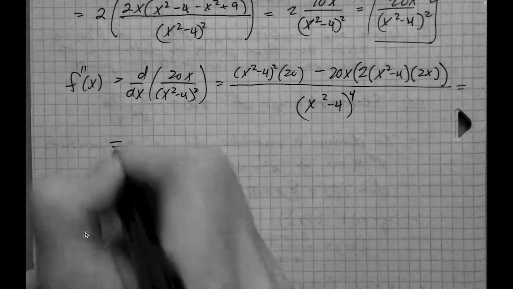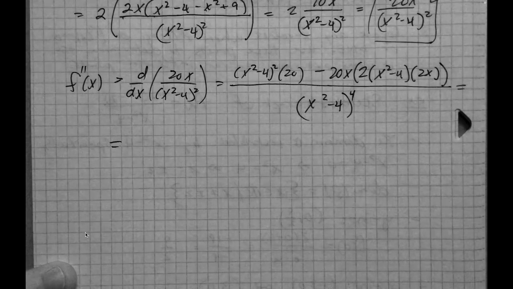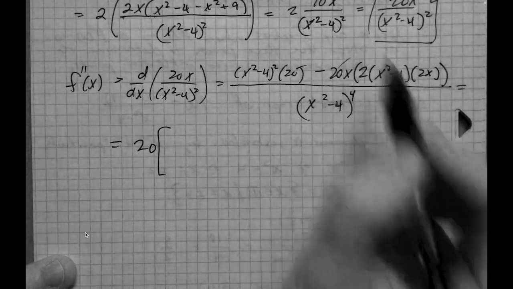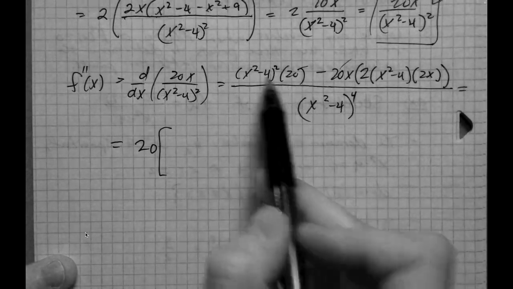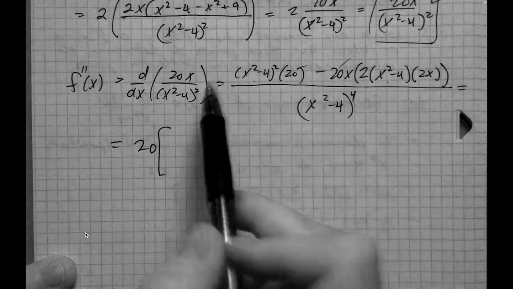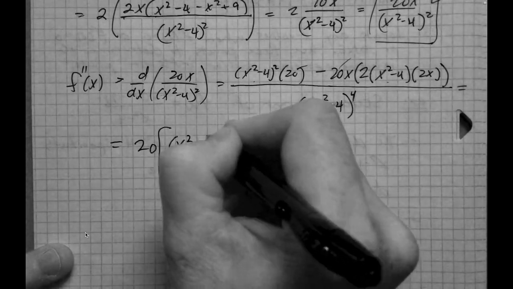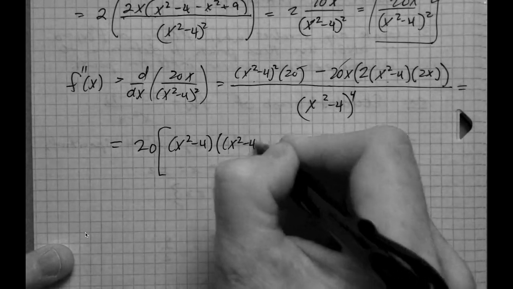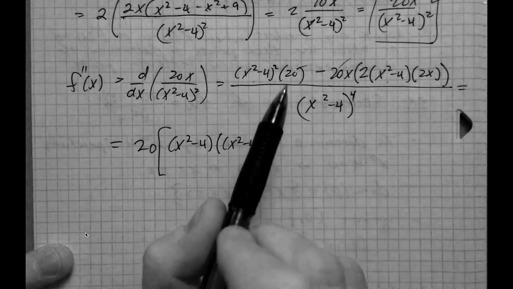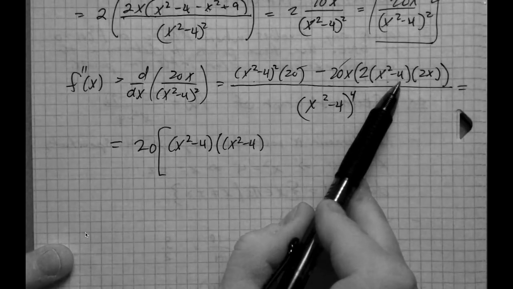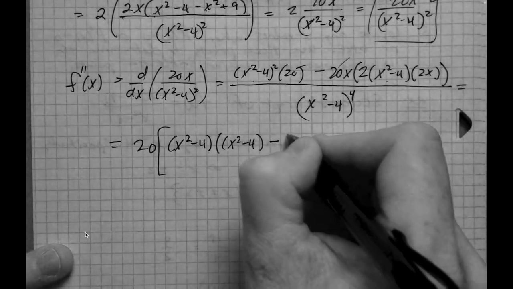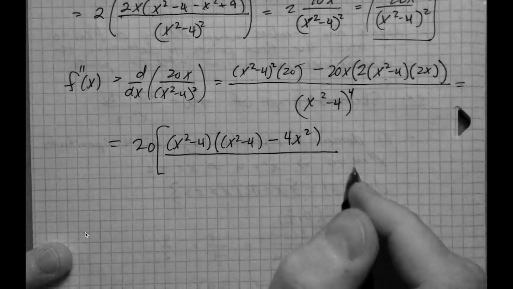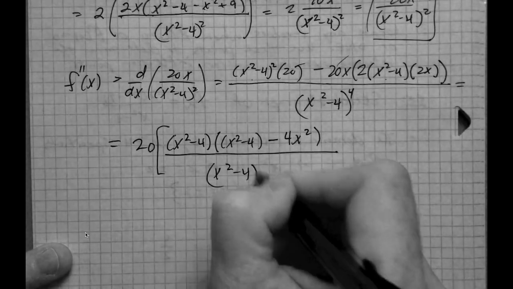All right. And then let's simplify if we can here. So let's pull the 20 out here and here. And we can see an x squared minus 4 term in both of these, so let's factor that out. And when you do that, you're left with x squared minus 4, and then let's see, minus 4x squared, sorry. Okay, so you get that up top, and then in the bottom, x squared minus 4 to the 4th power.